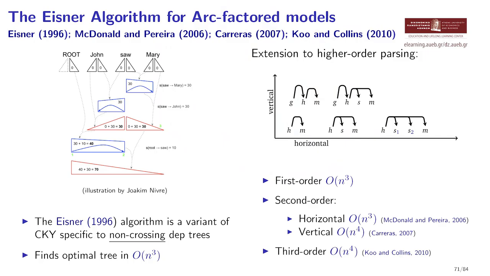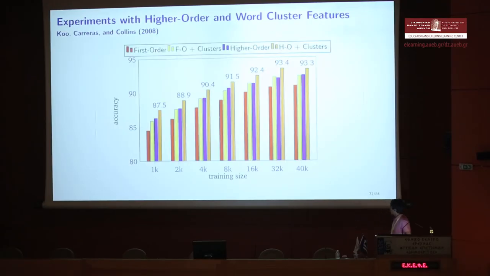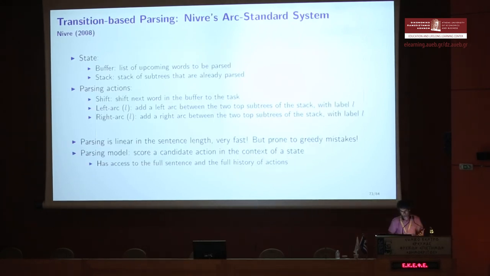This can, even though the constants are sometimes prohibitive, but there's engineering you can do, and this happened to be very successful. These are curves, so the red curve is a first order model, the blue curve is a higher order one with larger chunks, with different training sizes, okay? And then this is a better representation of features, so by adding things get better, so the results are good. So these are factor models for parsing.